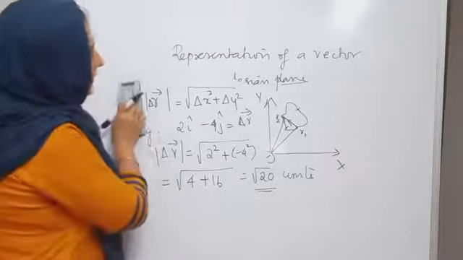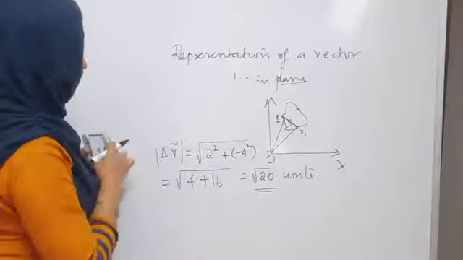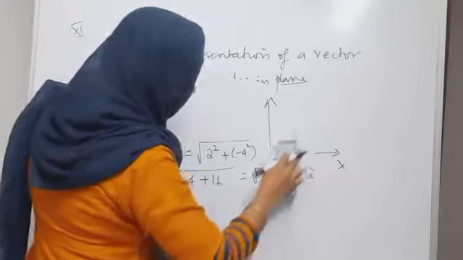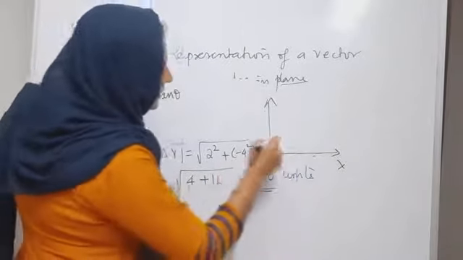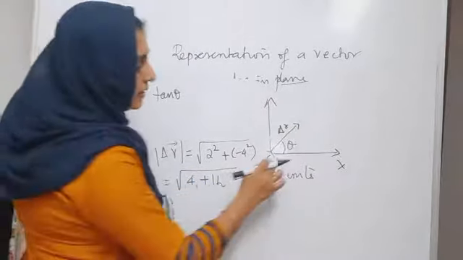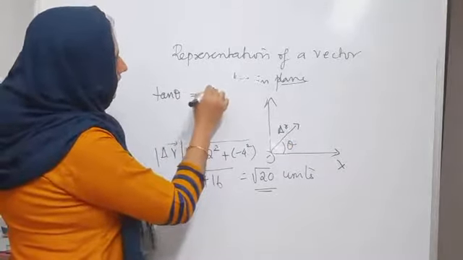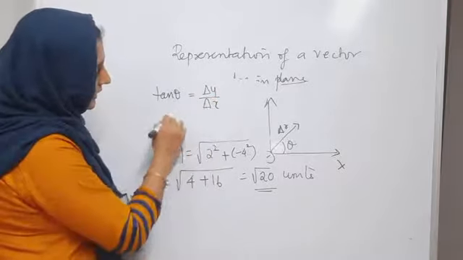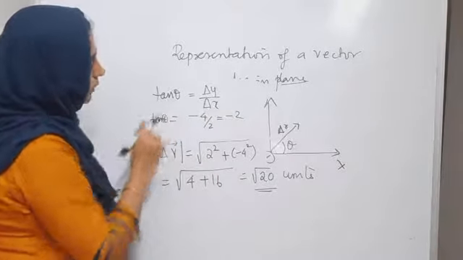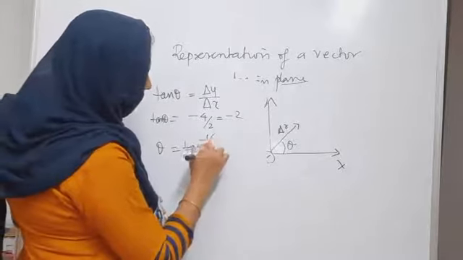And how will you get the direction of the displacement vector? The direction is obtained by this formula. Suppose this is a particular vector delta r, and theta is the angle between the x-axis and that vector. Then tan theta is equal to delta y divided by delta x. So in this case, it will be minus 4 divided by 2, which is minus 2. Tan theta is equal to minus 2, and you can get theta as tan inverse of minus 2.